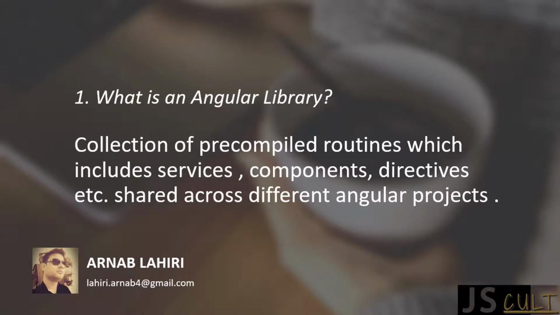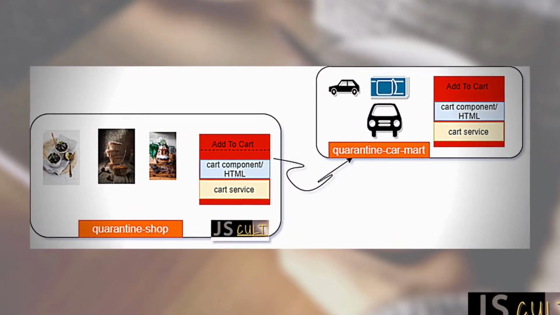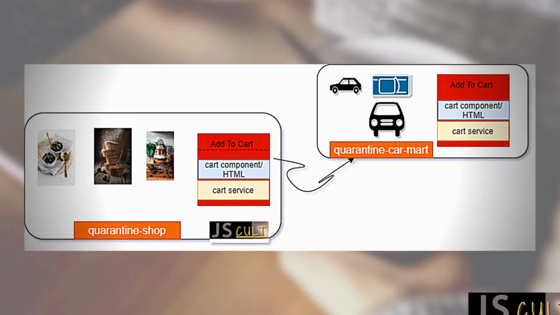For example, our project has add to cart functionality, which is built using multiple components, services, etc. Now, if we want to implement something similar in another project, we can pack these components into an add to cart library and use it in other Angular projects. This is the most generic use of an Angular library, but today we'll do something else.